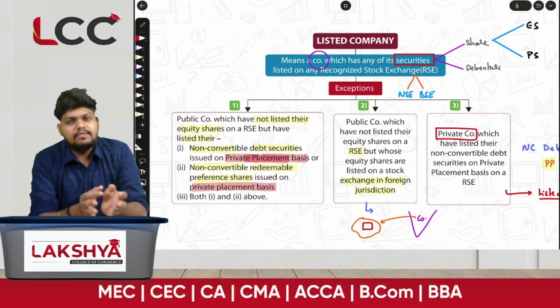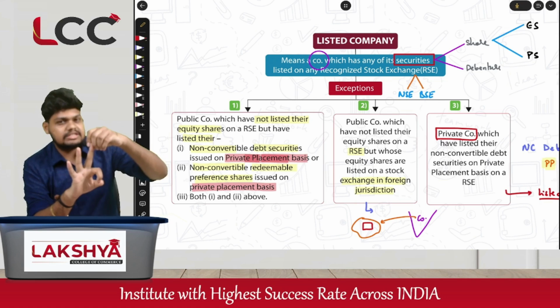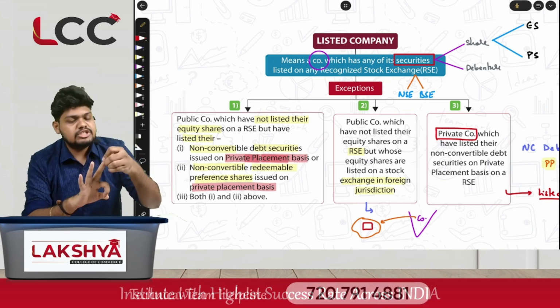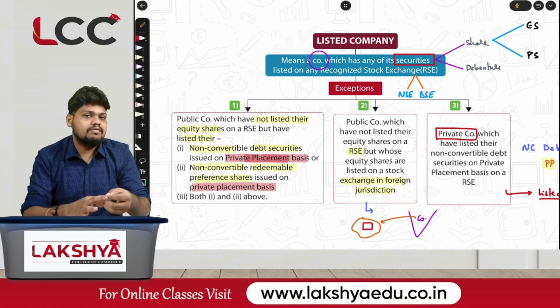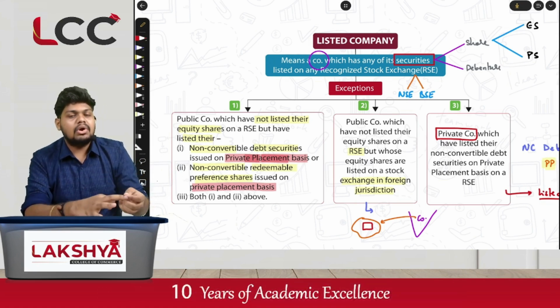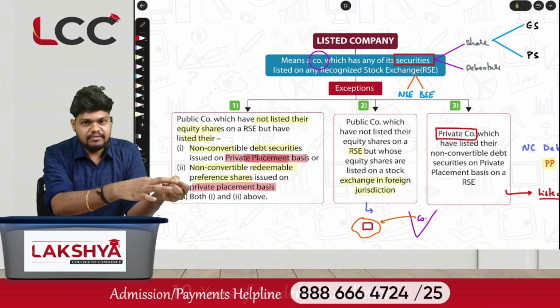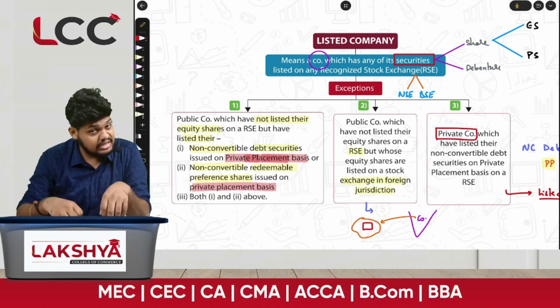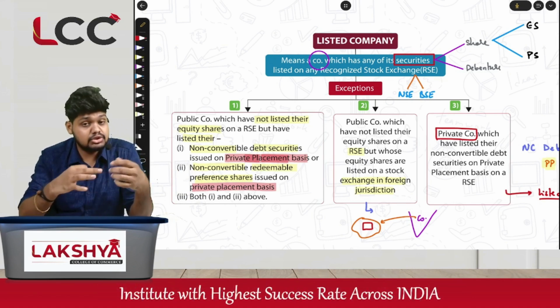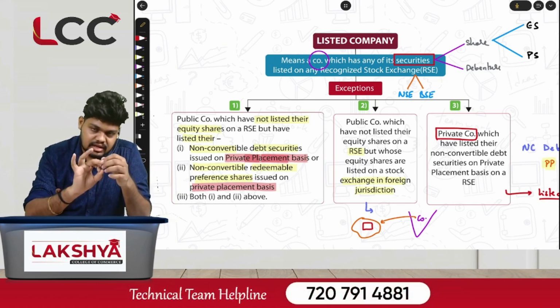But there are a total of three exceptions, starting with the first exception. A public company which has not listed equity shares but has listed its non-convertible debt securities or non-convertible redeemable preference shares issued on a private placement basis on Indian stock exchanges. Because it is not equity shares, it is not considered a listed company.